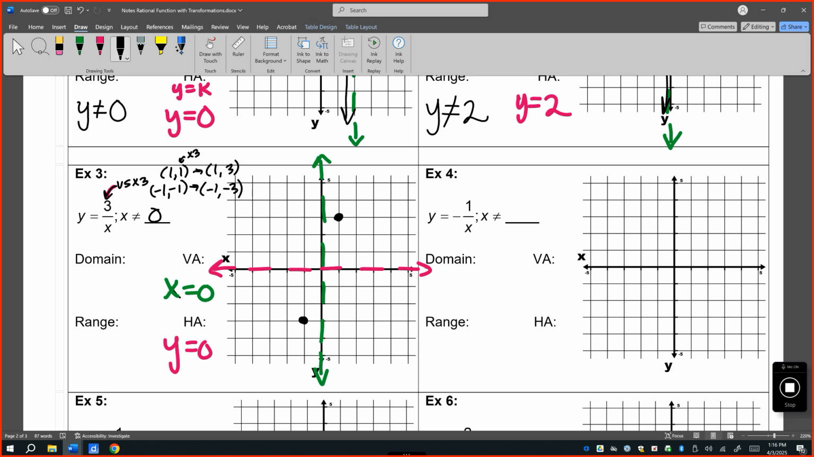And then when you connect, you can see that what we've done is we kind of like pulled the graph away from the horizontal asymptote. That's literally what a vertical stretch is. Okay? Is everyone okay with where I got those 2 points? Okay. Domain, x can't equal 0. Range, y can't equal 0.